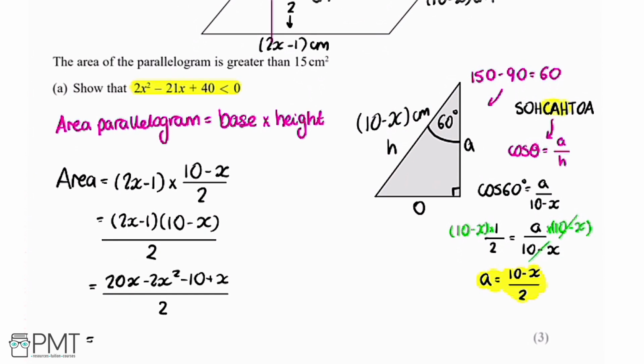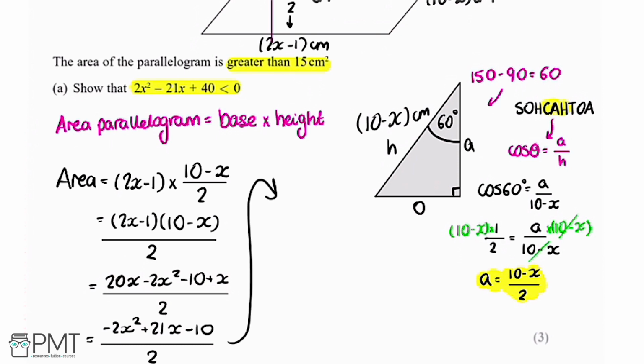I'm just going to tidy it up and rearrange it a bit. We've got the x terms: 20x plus x is 21x. Then we've just got the minus 2x squared and minus 10. So if I write it like this, we've got minus 2x squared plus 21x minus 10, divided by 2. Now we're told up in the question that the area of the parallelogram is greater than 15 centimeters squared, so we can create an inequality.